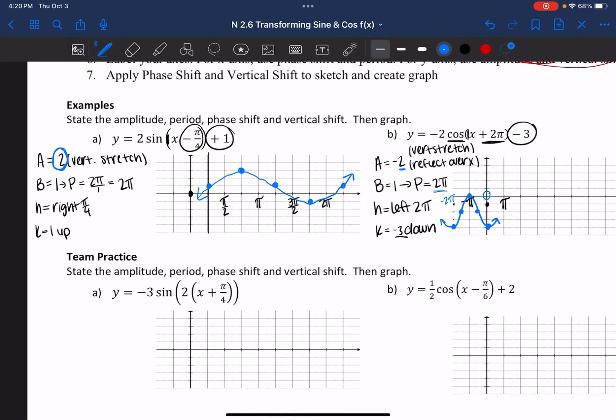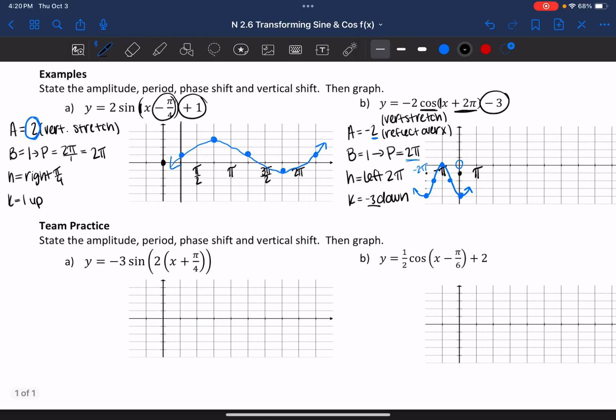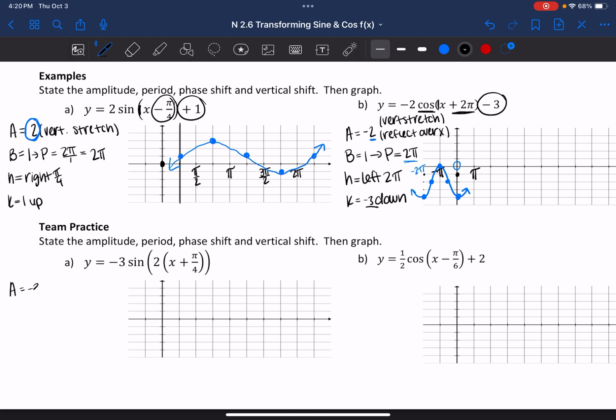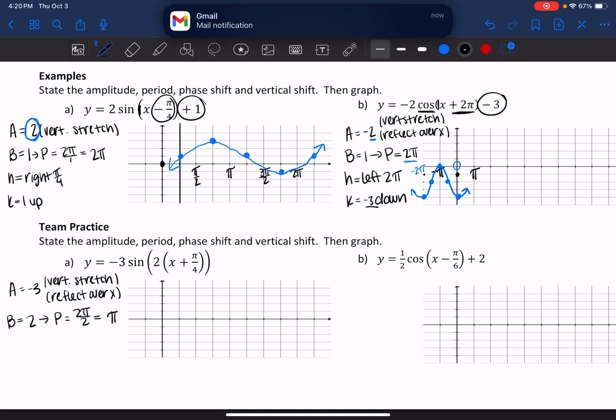All right, so these are the 2 that you would have done with a partner. So let's go over these. So here, my a value would be -3, which again, this is going to mean not only a vertical stretch, but it also means a reflection over the x-axis. My b value this time is 2. So what this means is that my period, 2 pi, is divided by 2 and now is a period of 1 pi.